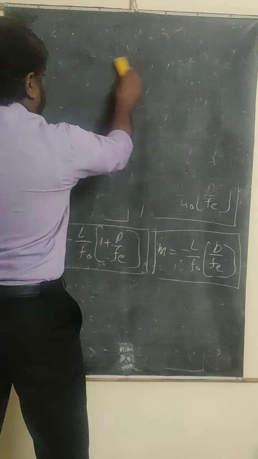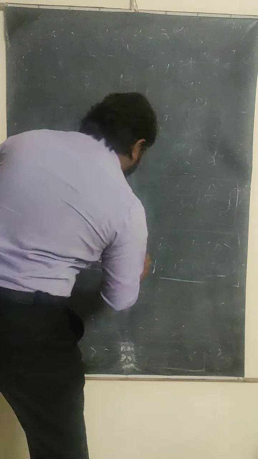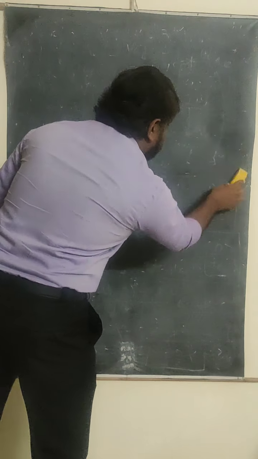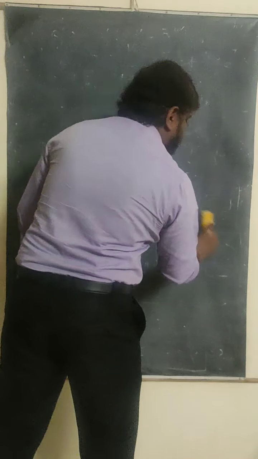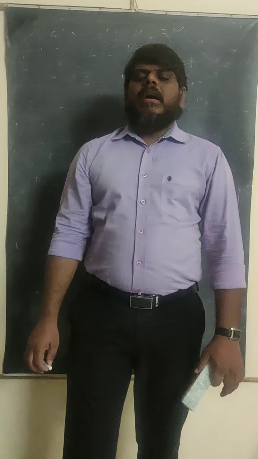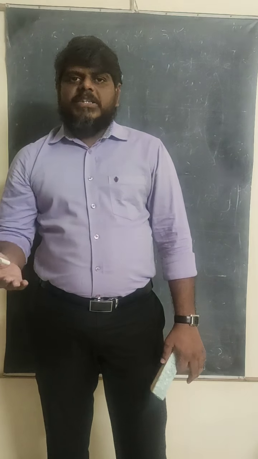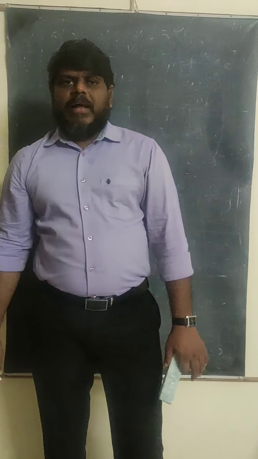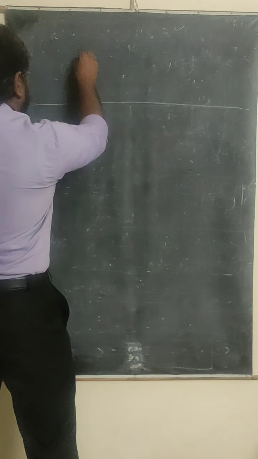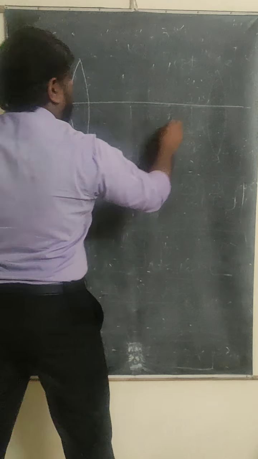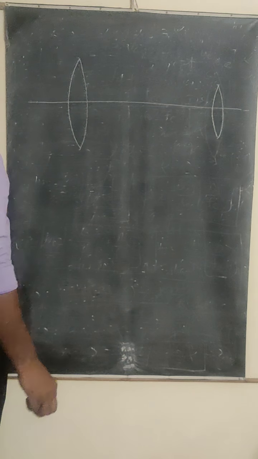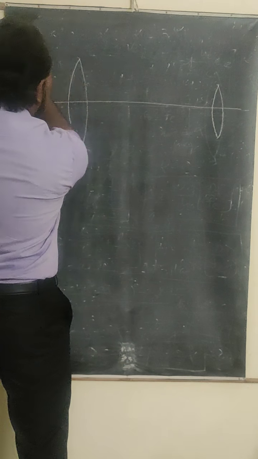So after the compound microscope, next we are going to discuss the telescope. In the case of telescope, the magnification and the focal lengths will be reversed. The objective lens focal length will be large and the eyepiece focal length will be small. So the same principal focus we are going to take here. Objective focal length will be large and the eyepiece focal length will be less. Like this it takes place, and the image is going to be produced.